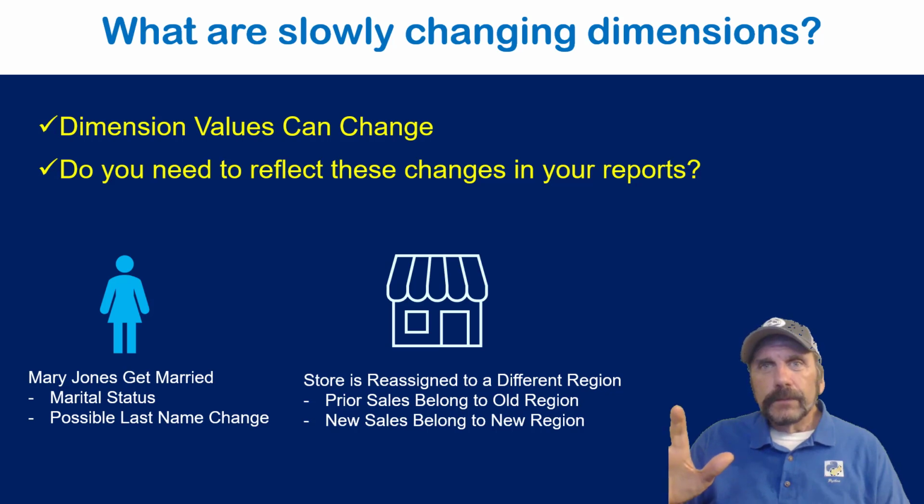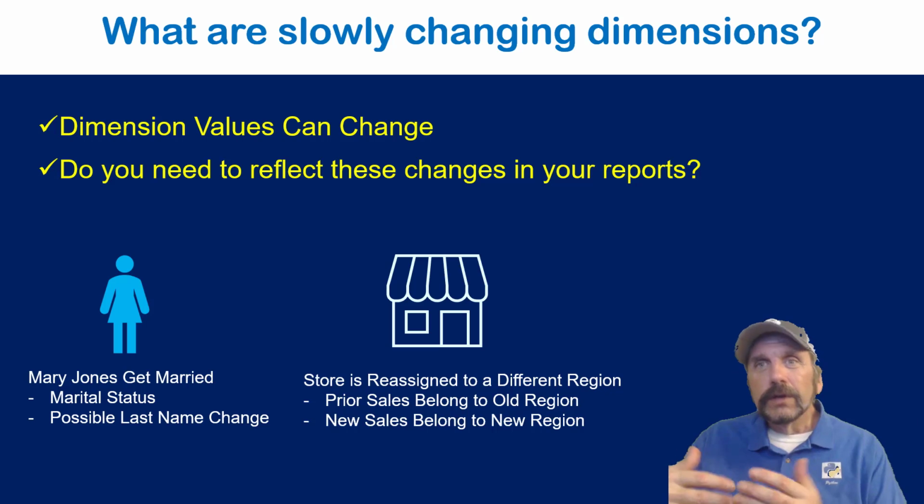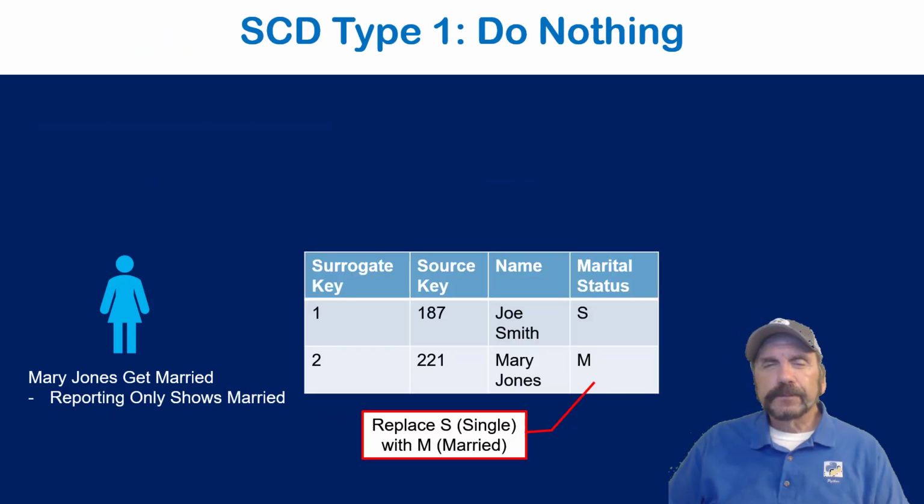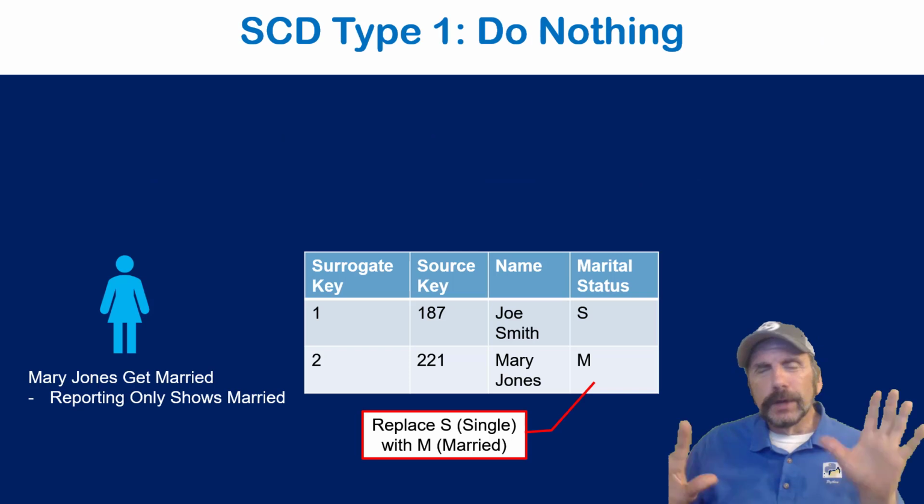So if you are in a transaction-oriented copy, you just copy their transaction tables, you really don't have a way to deal with this because you're just going to get the latest. So let me walk through that. That actually is type 1. So let's take a look. Type 1 is what I kind of call the do-nothing approach.